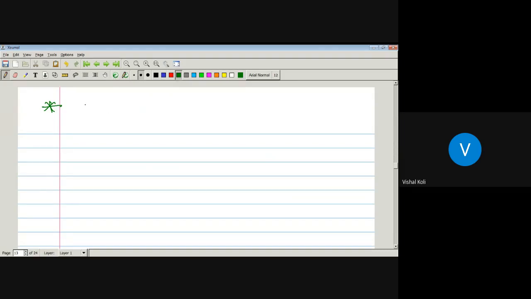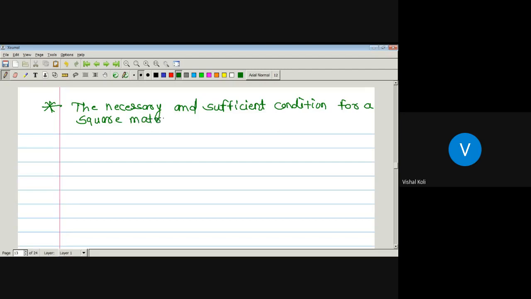The necessary and sufficient condition for a square matrix capital A to be invertible is that determinant of A is not equal to 0, that is, A is non-singular.